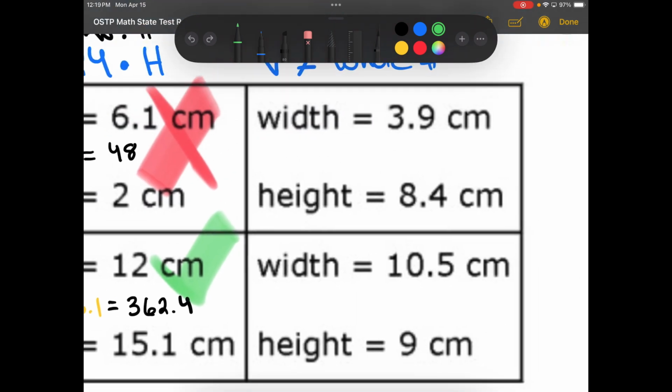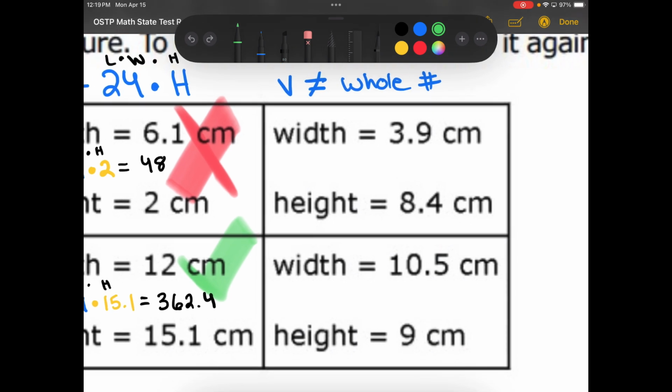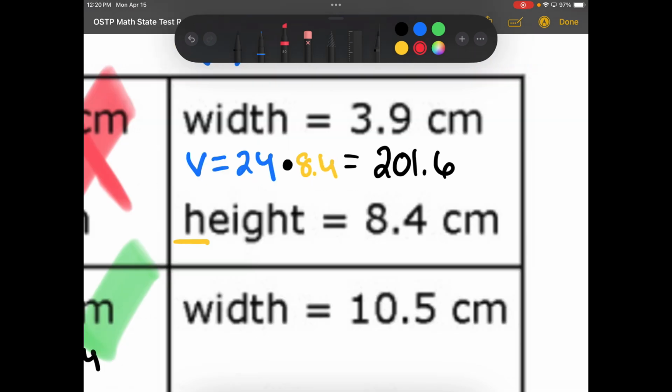All right, last column, and we're going to use the same thing. Volume equals 24, that length times width, times the height, which is 8.4. If it gives me a whole number, it cannot be a dimension. What did it give me? 201.6. Is this a dimension or no? Yes, because it is not a whole number.